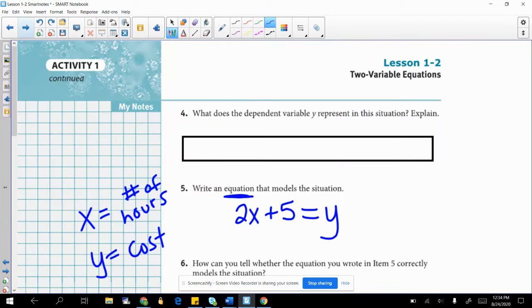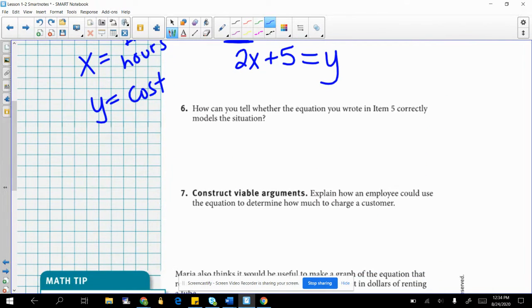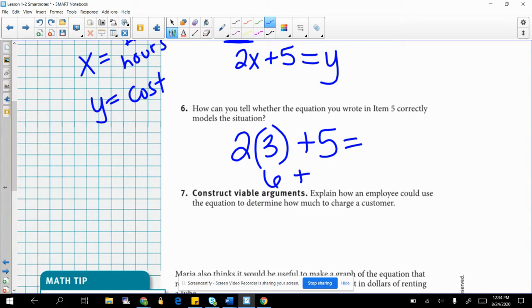So let's just double check that. So we plug in 2 times 3 plus 5. And 2 times 3 is 6, plus 5 is 11. So like we said there, that works out. And you could do that with any of the values in that table and it would have worked.